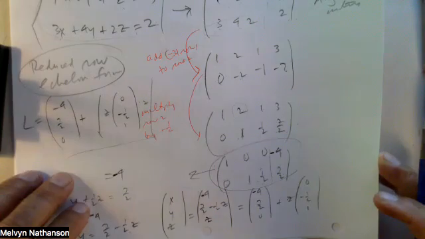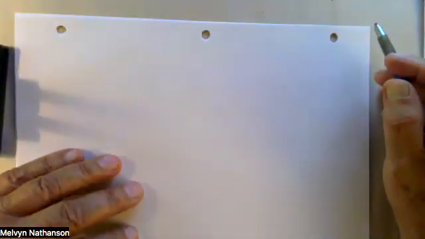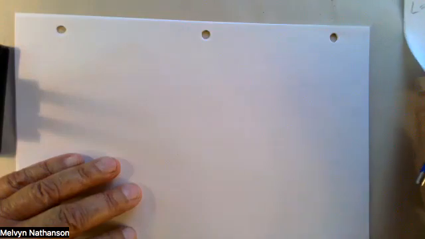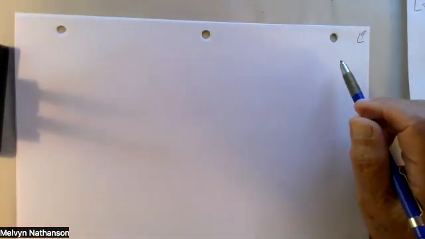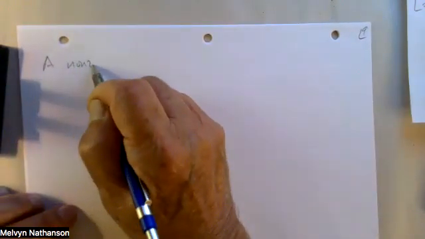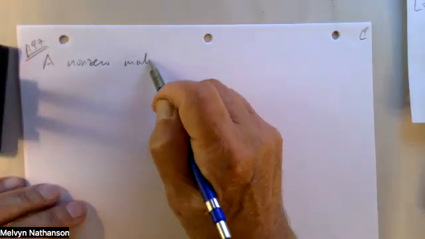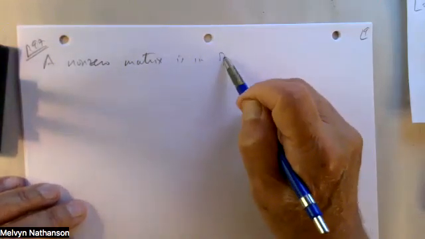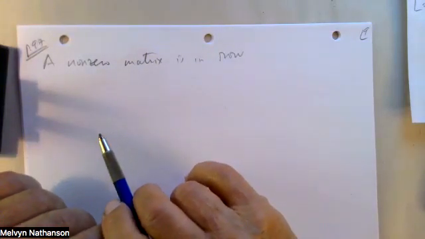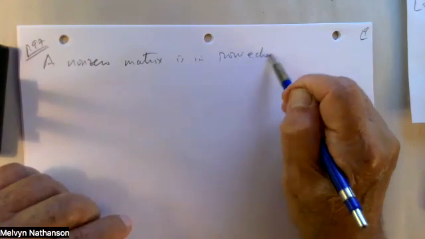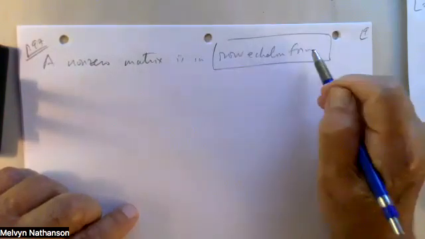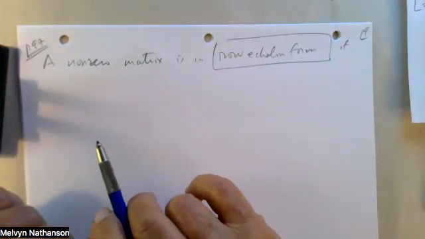So let me write down very carefully what it means for a matrix to be in row echelon form and reduced row echelon form. If you look at the notes, you will see this is on page 97 already. A non-zero matrix is in row echelon form if it satisfies the following properties.